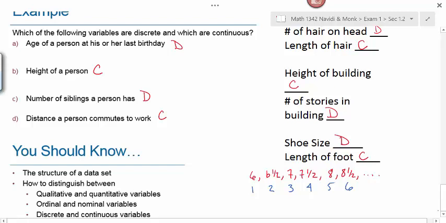At the end of this section, you should understand the structure of a data set and how to distinguish between qualitative and quantitative variables, ordinal and nominal variables, and discrete and continuous variables. Qualitative variables, remember, can be further broken down into ordinal or nominal variables. Quantitative variables can be further categorized as discrete or continuous variables. And this wraps up section 1.2.